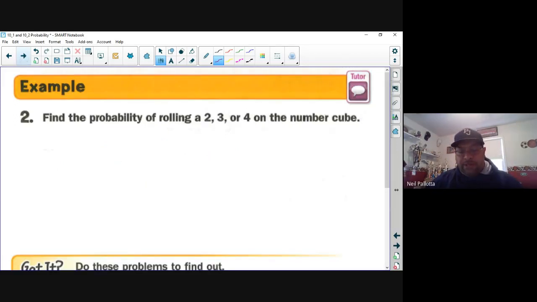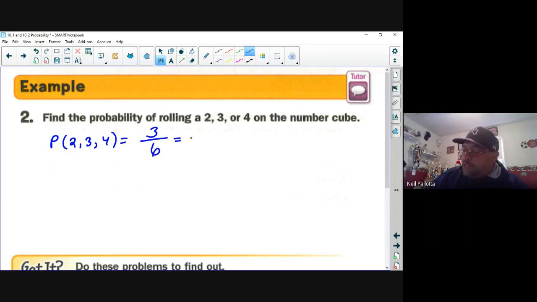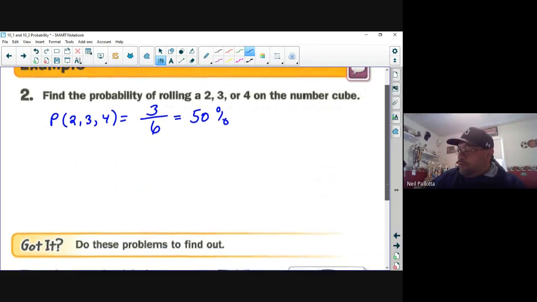All right, let's go to our next page. It says to find the probability of rolling a 2, a 3, or a 4 on the 6-sided number cube. So we're looking for the probability of 2, 3, or 4. Once again, we know there are 6 possible outcomes, and favorable outcomes would be a 2, a 3, or a 4. So there are 3 favorable outcomes out of the 6 possible outcomes. So we have a probability of 3/6 or 50% for problem number 2.